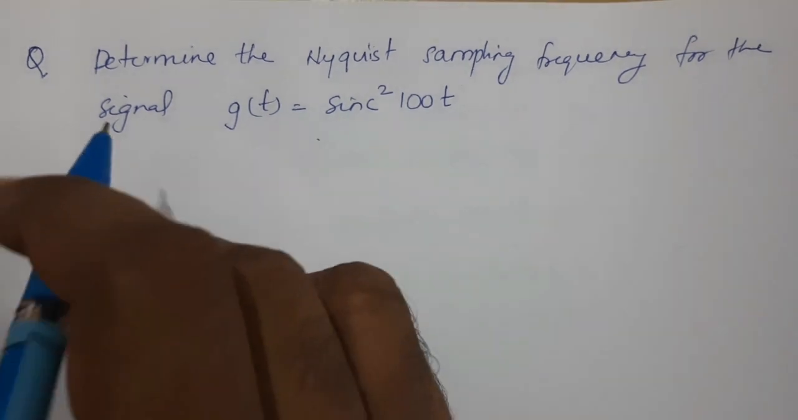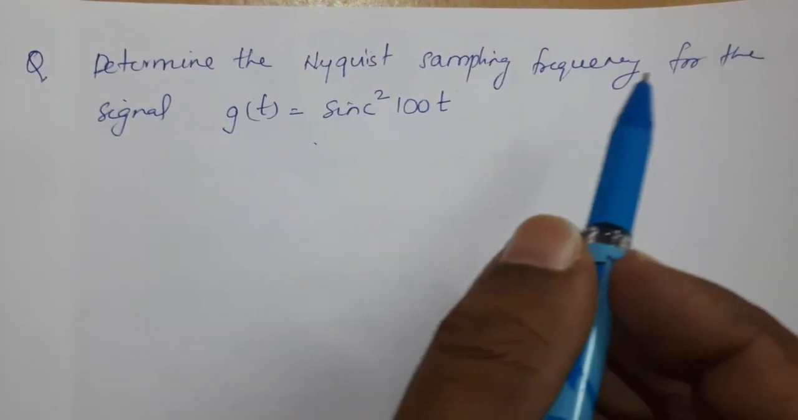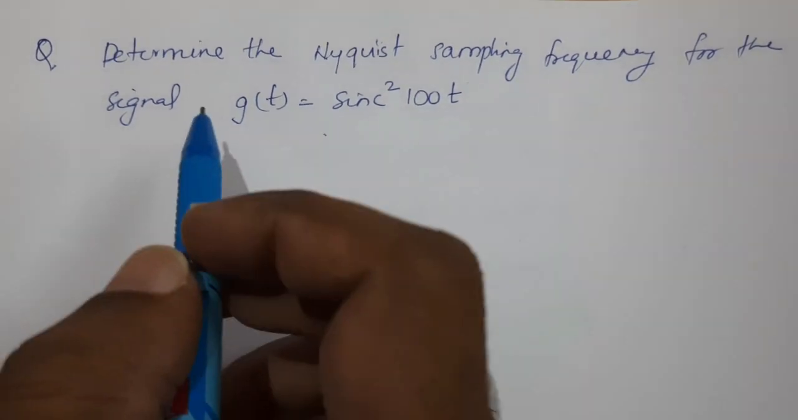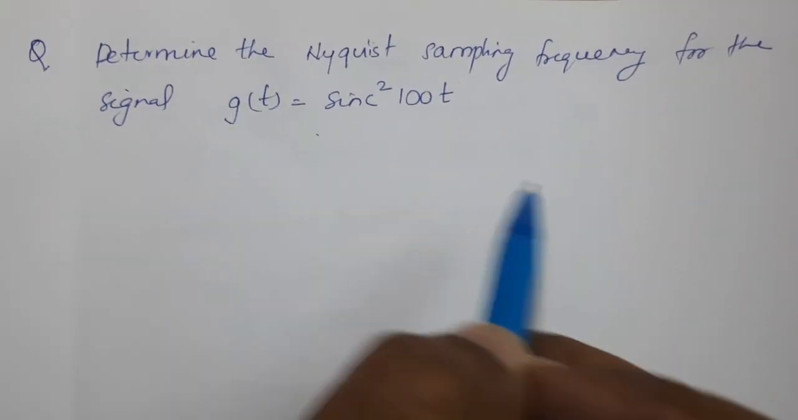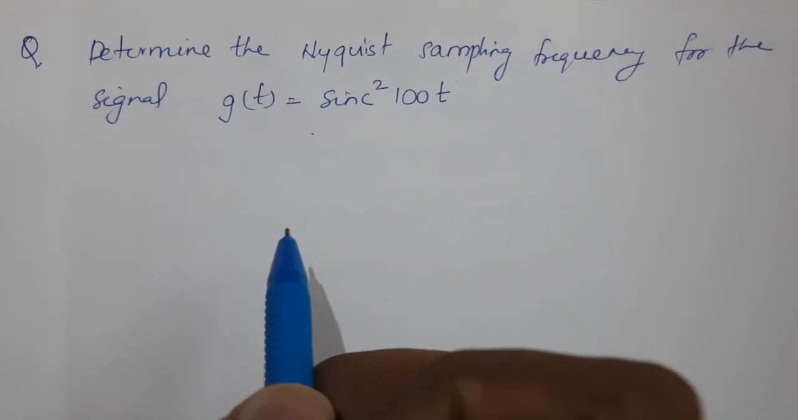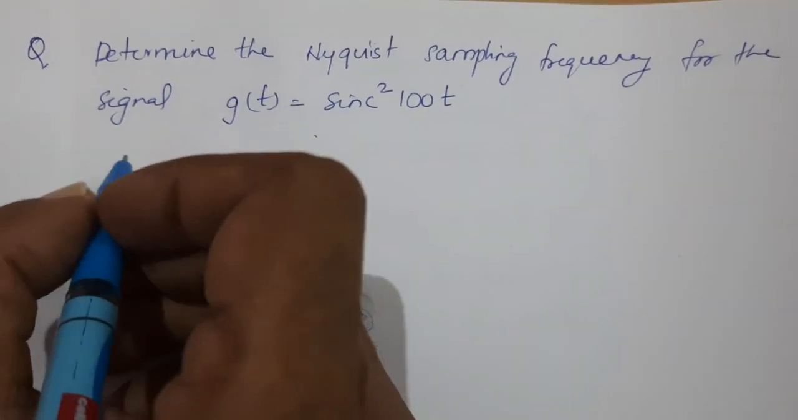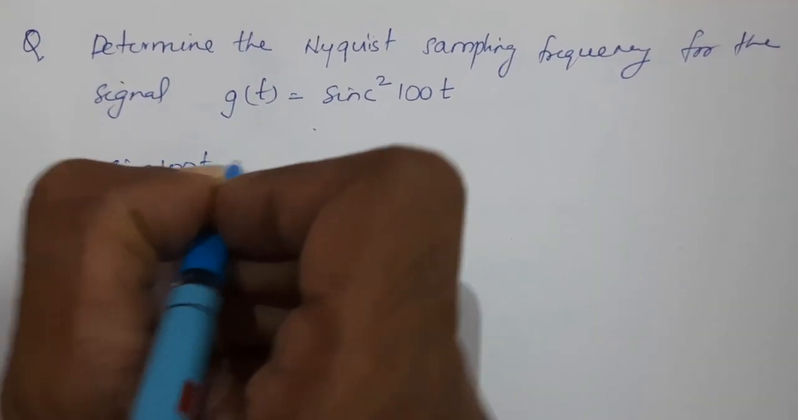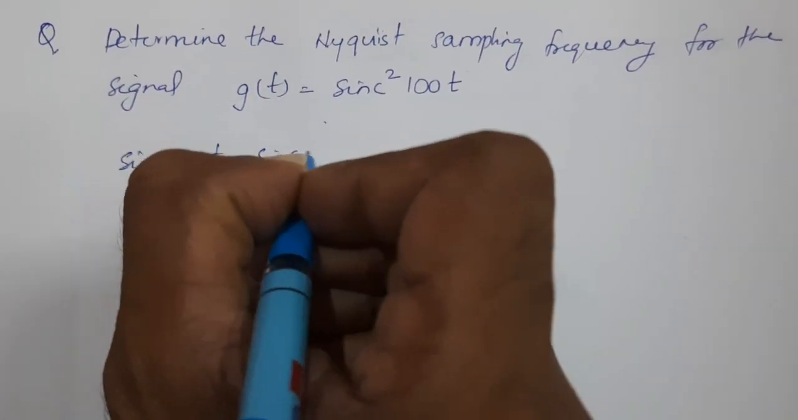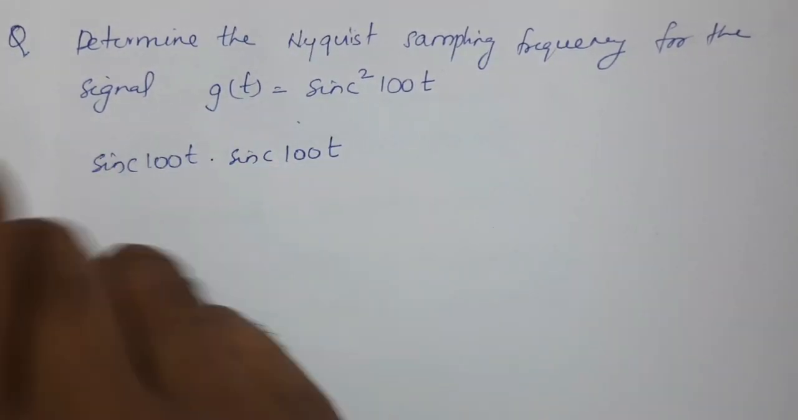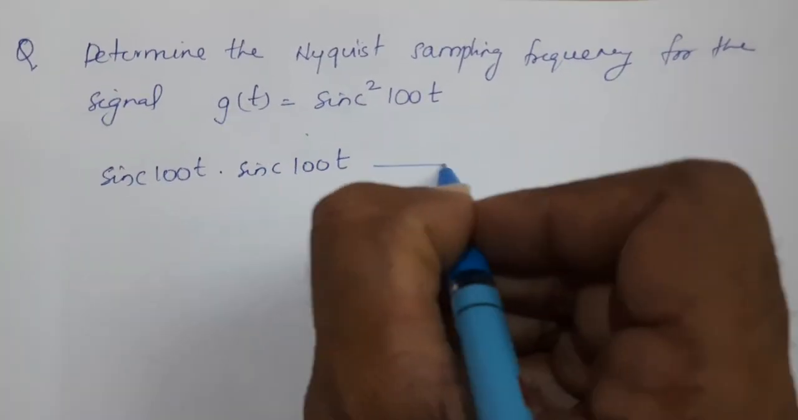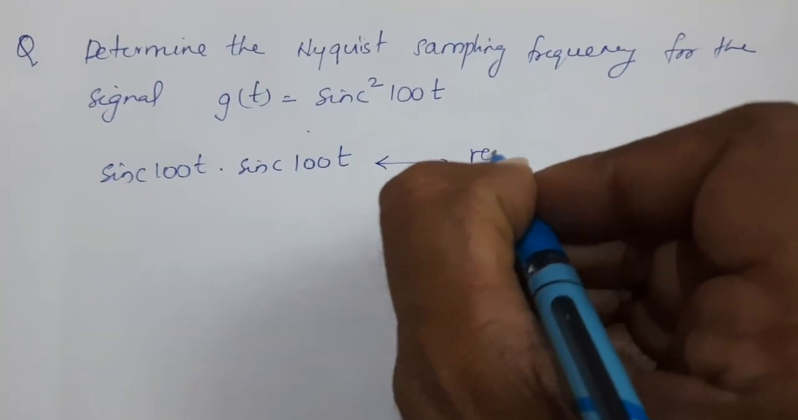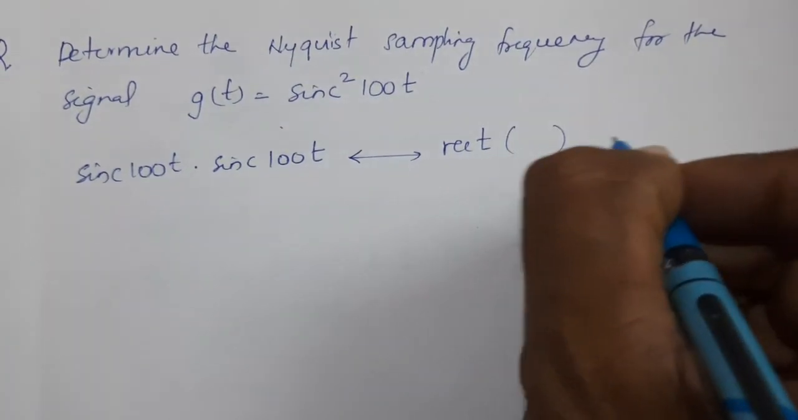So now coming to the next problem. Determine the Nyquist sampling frequency for the signal g(t) equal to sinc squared(100t). For this type of problem also, if you convert it to the frequency domain, it will be much easier. So we know that g(t) is sinc squared, which means sinc(100t) into sinc(100t). So in time domain, sinc(100t) into sinc(100t) is equivalent to convolution in frequency domain. That is a convolution of two rect functions, right?